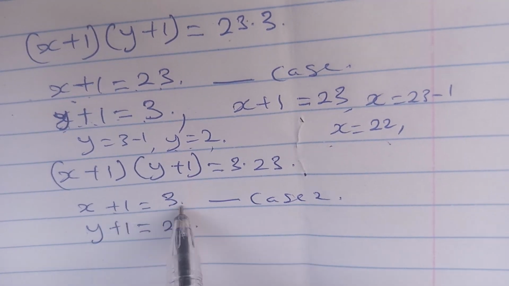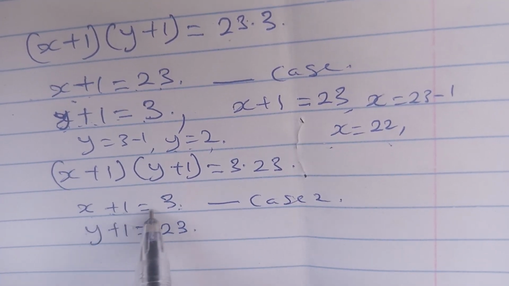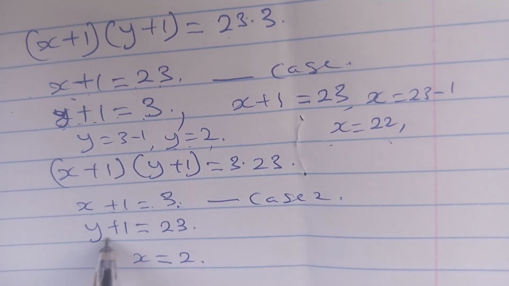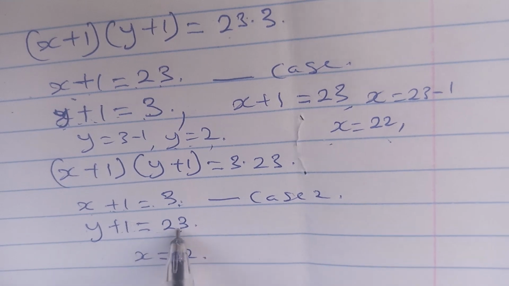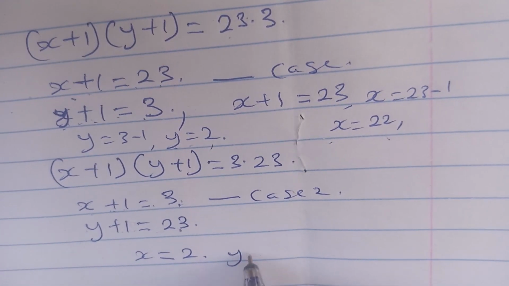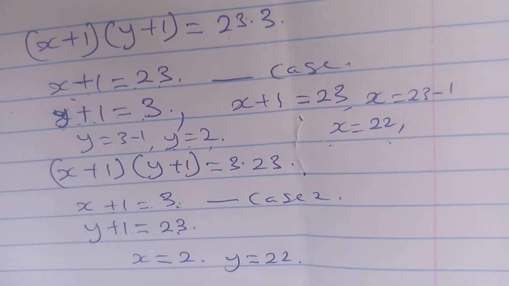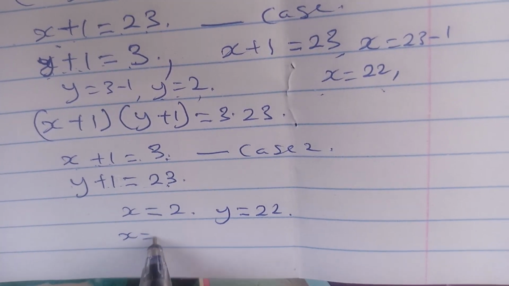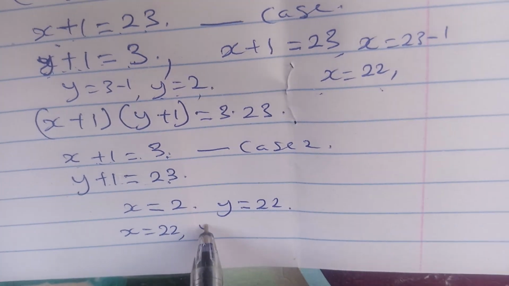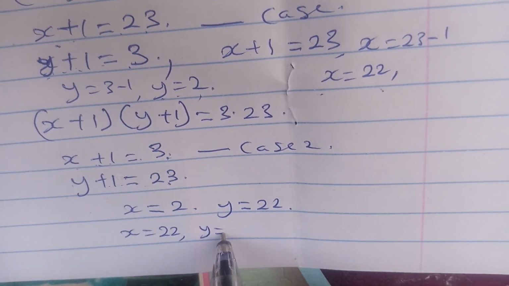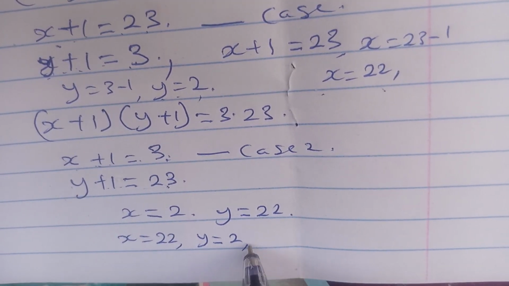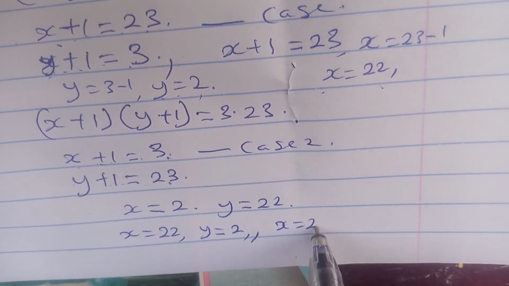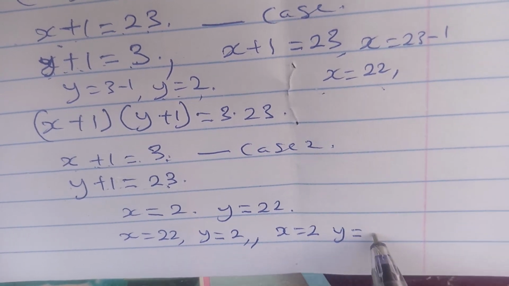Let's look at case 2, when x plus 1 is equal to 3. Therefore we can say x is equal to 2. Looking at case 2, y plus 1 is equal to 23. Therefore we can say y is equal to 22. Bringing out all the values, x is equal to 22 when y is equal to 2, then x is equal to 2 when y is equal to 22.